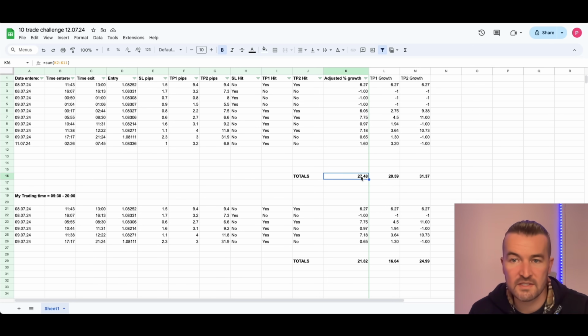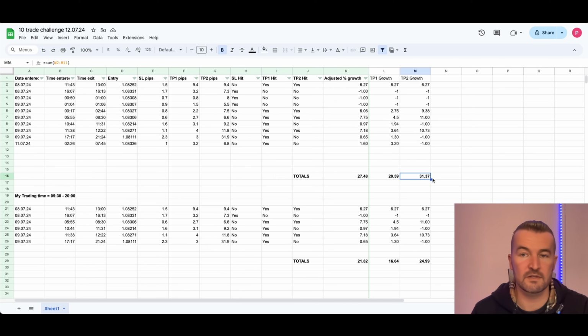If you use the adjusted formula where it's going to be taking 50% at each of these positions to protect your account, you're going to get 27.5%. If you take full profit at TP1, you're going to get 20.5. And if you take all at TP2, you're going to get 31, close to 31.5.